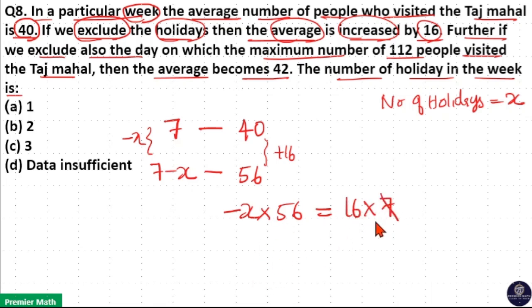Now 7 goes 8 times in 56, 8 goes 2 times in 16. That means x is equal to 2. Ignore the negative symbol. x is equal to 2. That is number of holidays is equal to 2. Option B is your right answer.